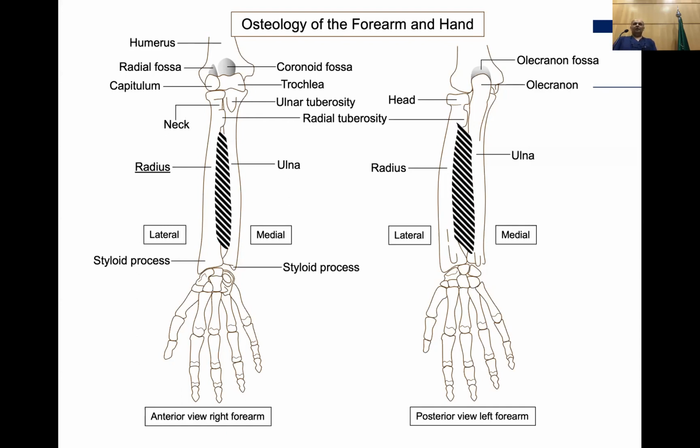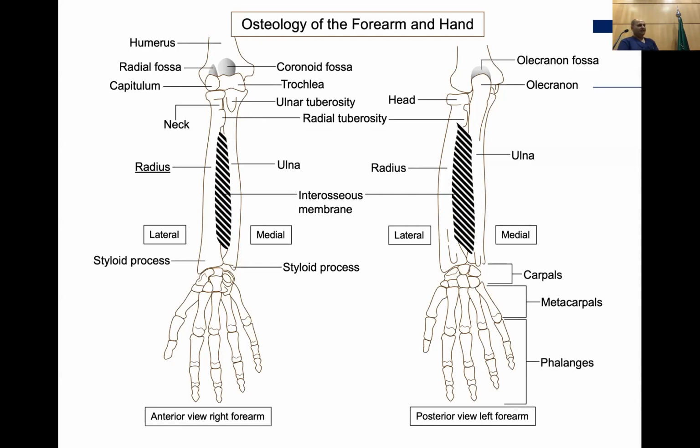Now, we were talking about this interosseous membrane. Are we good? Then this is the interosseous membrane. Now these are the carpals in my wrist, carpal bones. Then I have metacarpals, and these are my phalanges. We have 3: proximal, middle, distal. But my first digit has only 2. There is no middle one there.